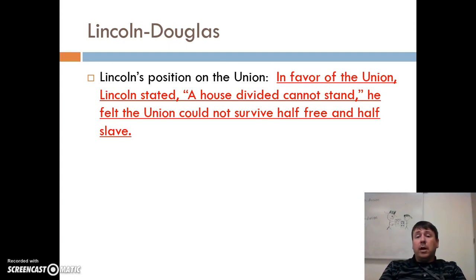But he felt the Union could not survive half free and half slave. He said basically it's either got to be a free country or a slave country. This half and half stuff won't work anymore. And it kind of makes sense if you think about a house. If you cut a house in half, is it going to fall down or is it going to stand up? Pretty simple analogy, and he had a way of doing that for people. He basically made things easy to explain.